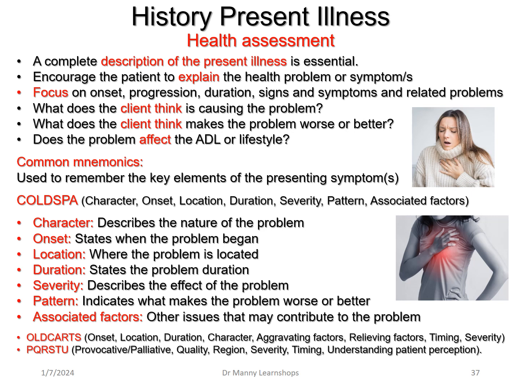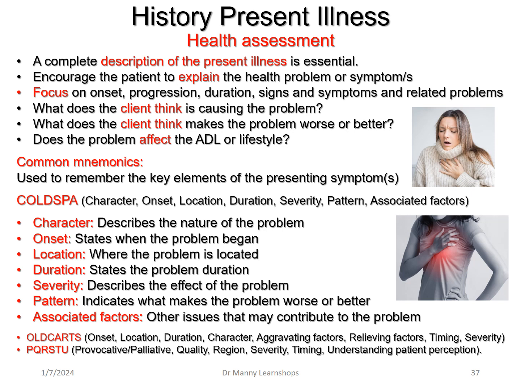So, present health history is important. And this is a description of the present illness. And this is where you ask the patient to explain what the problem is. And it focuses on onset, progression, duration, signs and symptoms, and related problems. So, what does the patient think is causing the problem? What does the patient think makes the problem worse or better? Does it affect their lifestyle?